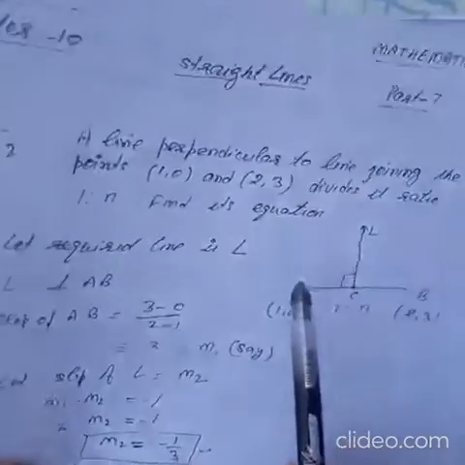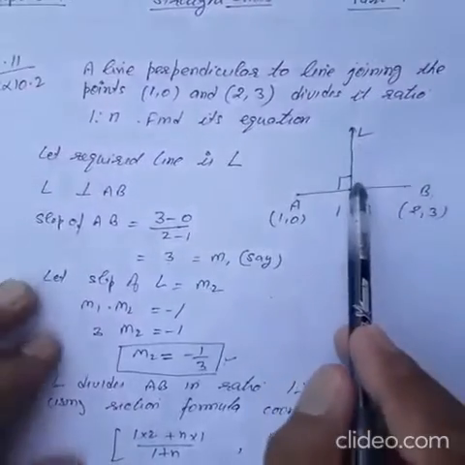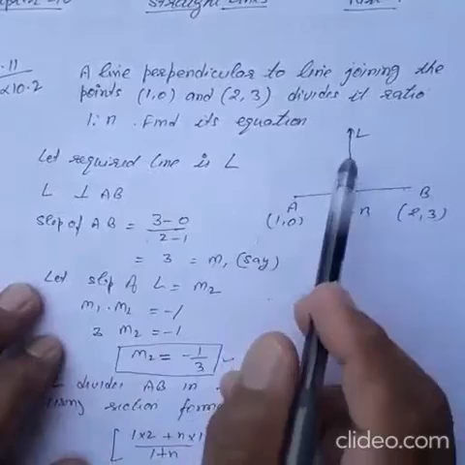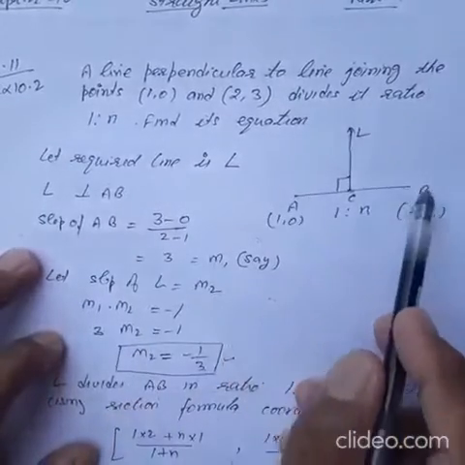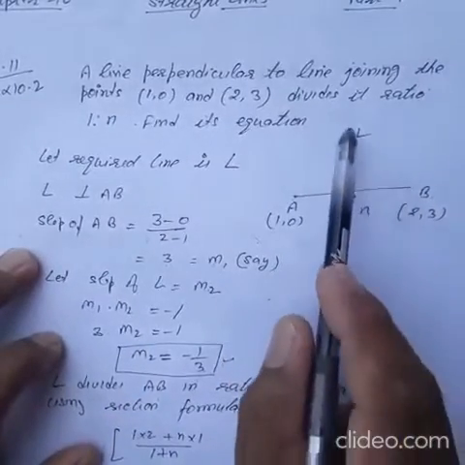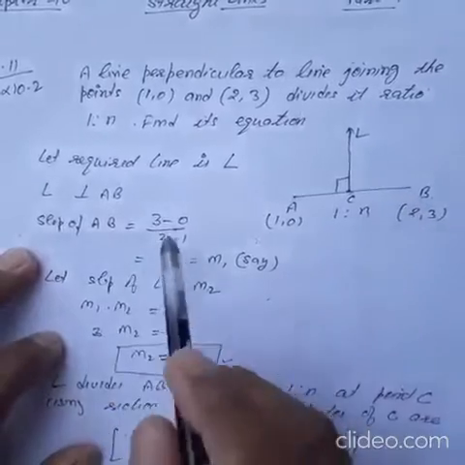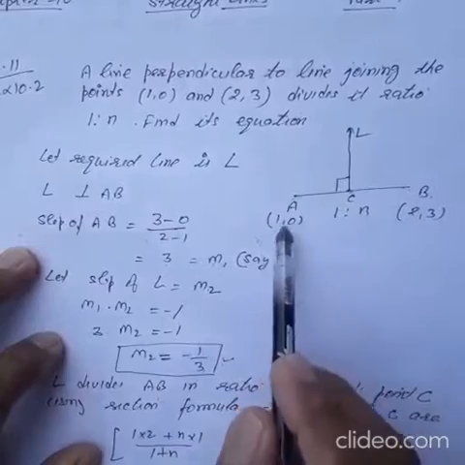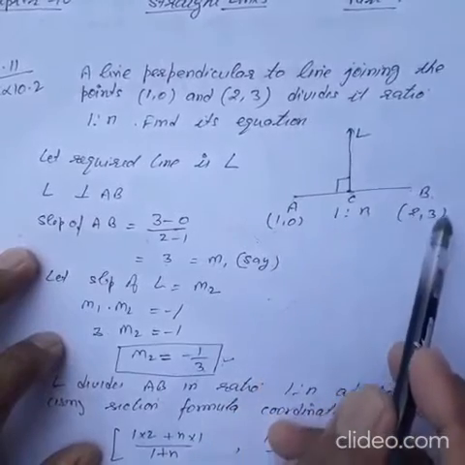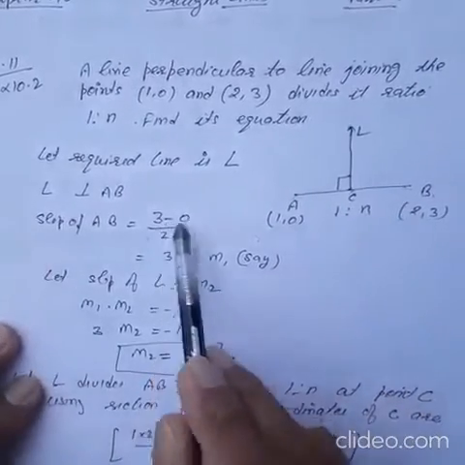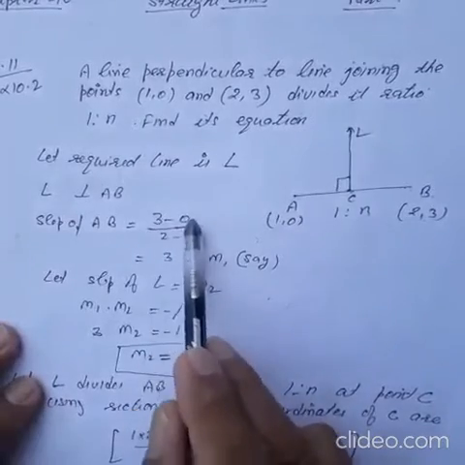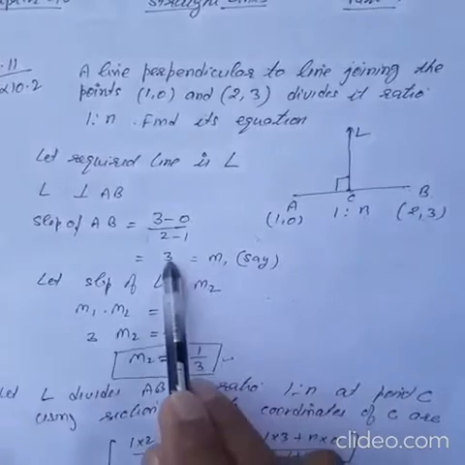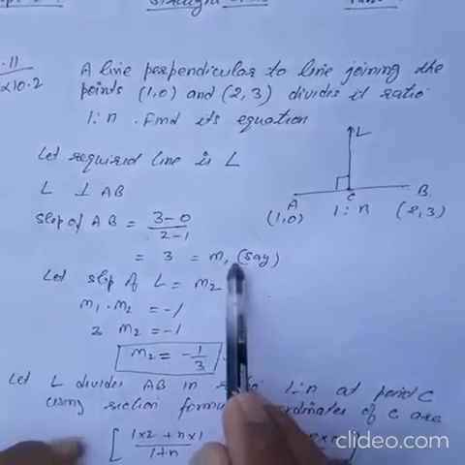So if AB is perpendicular to L, we can find the slope. We will calculate the slope of AB and we will find the slope of L using AB. So the slope of AB using the two-point form: y2 minus y1, where this point is x1, y1 and this is x2, y2. Using that formula, it is (3 minus 0) upon (2 minus 1), and after calculation it is 3. Let it be equal to m1.